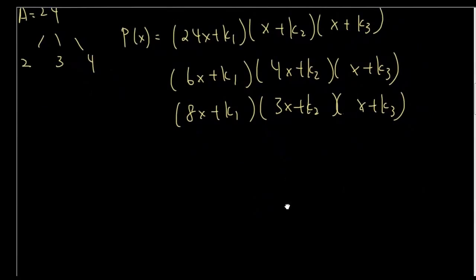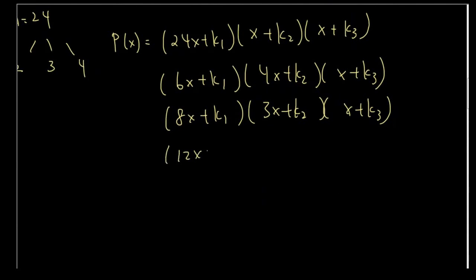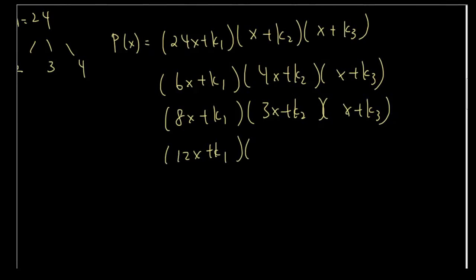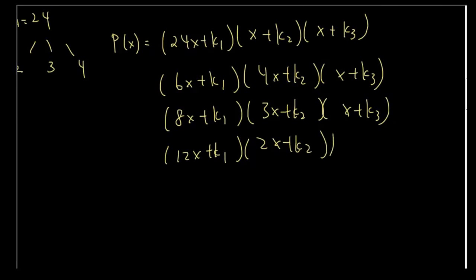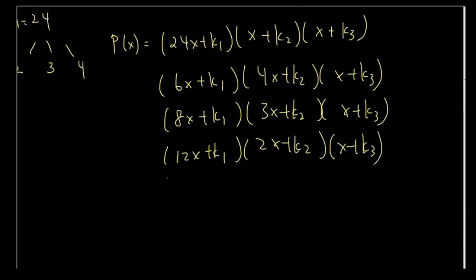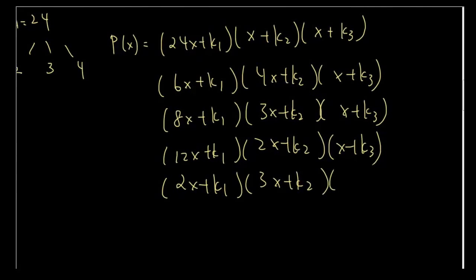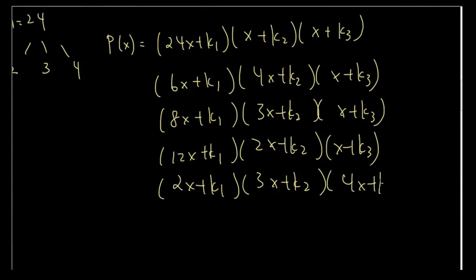I have a couple here, and then I have (12x plus k1), then (2x plus k2), and then (x plus k3). And the last one we have is (2x plus k1), (3x plus k2), and then (4x plus k3).